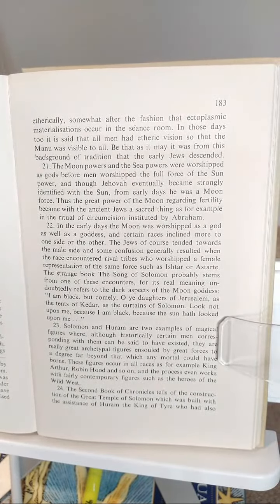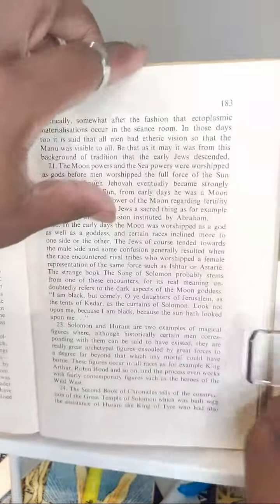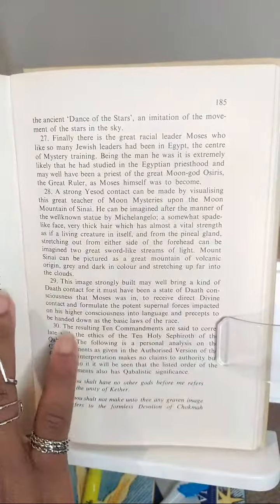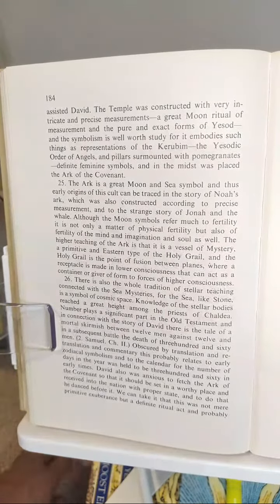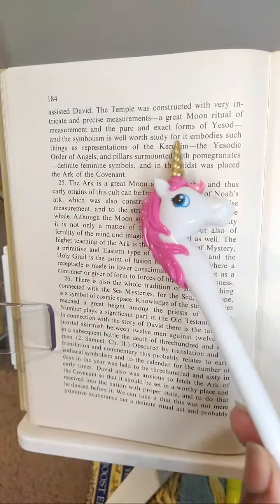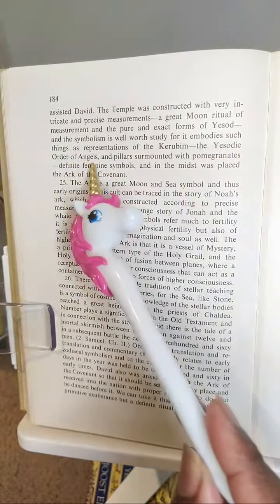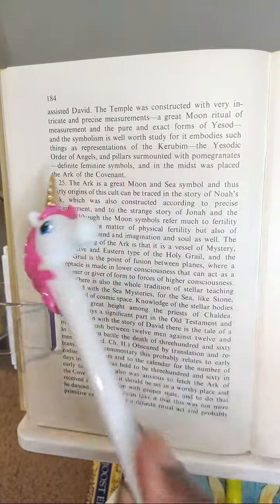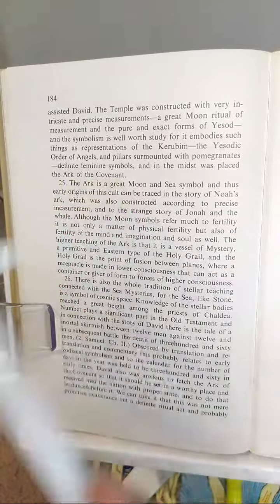24. The second book of Chronicles tells of the construction of the great Temple of Solomon, which was built with the assistance of Huram, the king of Tyre, who had also assisted David. The temple was constructed with very intricate and precise measurements, a great moon ritual of measurement and the pure and exact forms of Yesod. And the symbolism is well worth study, for it embodies such things as representations of the cherubim, the Yesodic order of angels, and pillars surmounted with pomegranates, definite feminine symbols. And in the midst was placed the Ark of the Covenant.